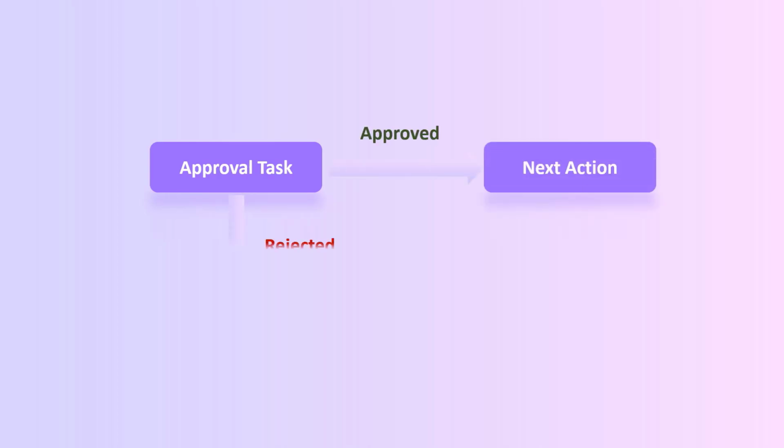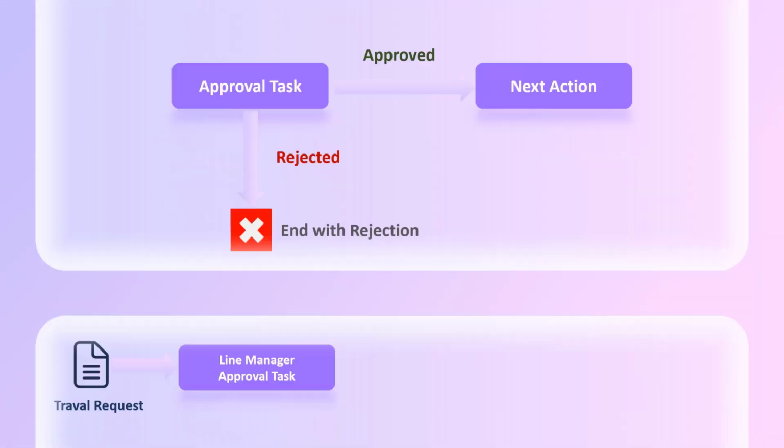The approval task needs to include at least two outgoing flow lines, one with the approved condition configured while another set the condition as rejected. If your line manager rejected, the workflow simply ended. If your line manager approves, the workflow flows seamlessly to the next action.